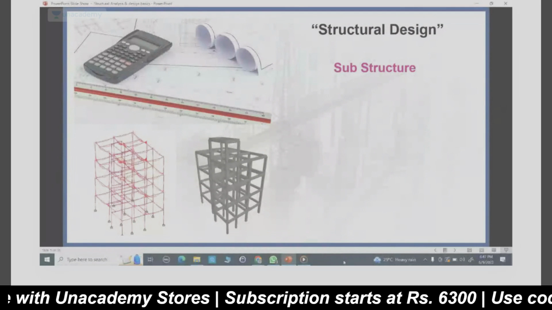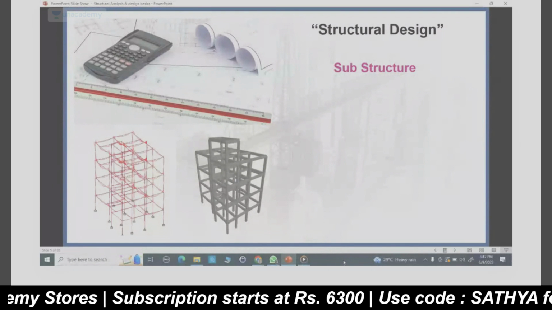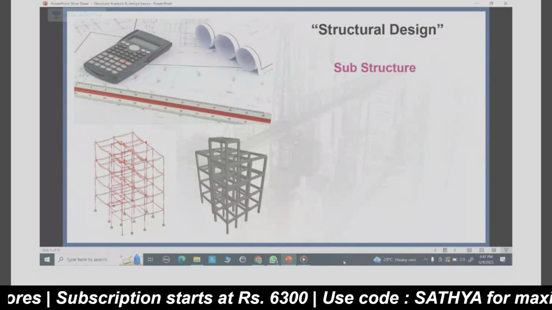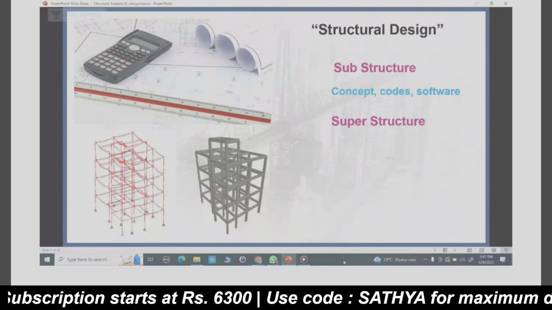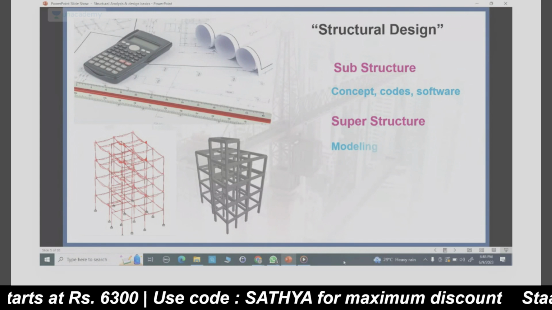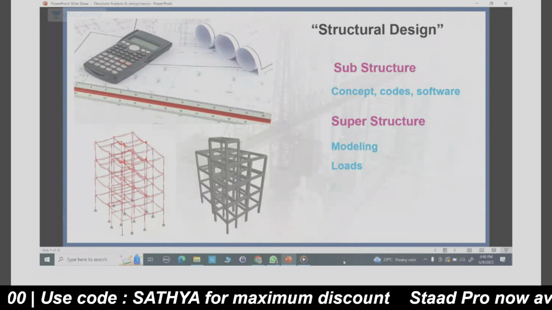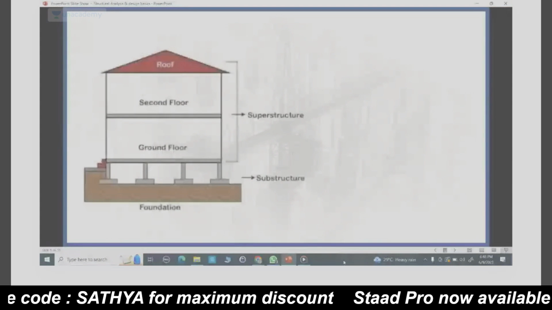Now let me explain to you how the structural design works. So let's divide into two parts. One is substructure and then superstructure. In substructure, what we will be learning is concept, codes and software. In superstructure, we'll be learning modeling, loads, analysis and design.